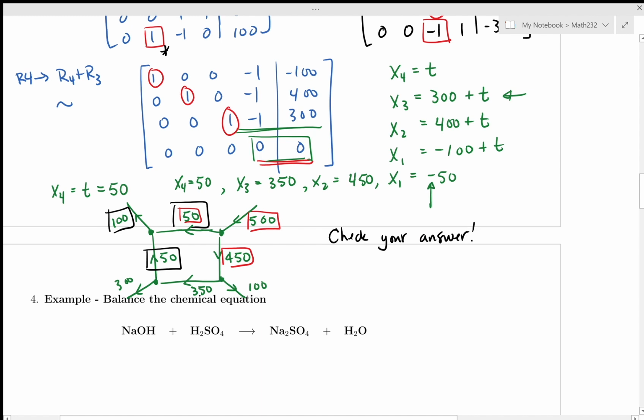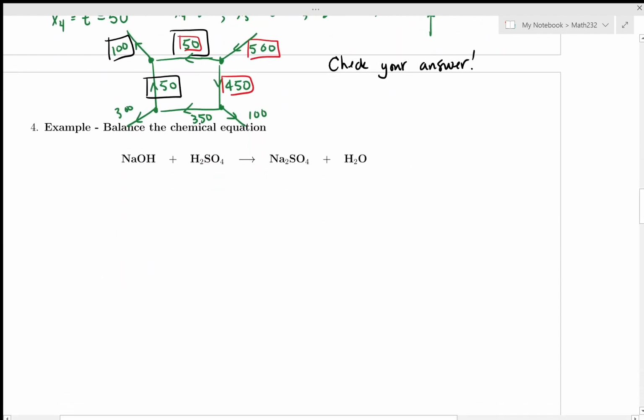So there you have it, a network flow problem, and we use the techniques from the last lecture in order to solve the system. Okay, let's take another example, how to balance a chemical equation.